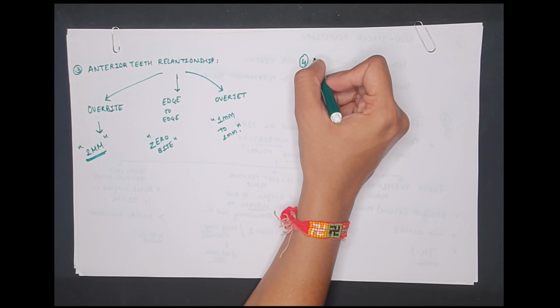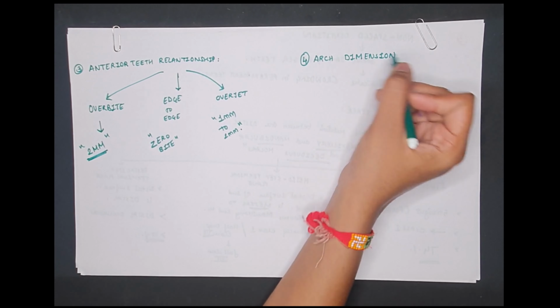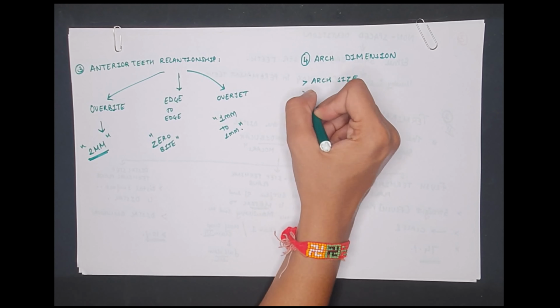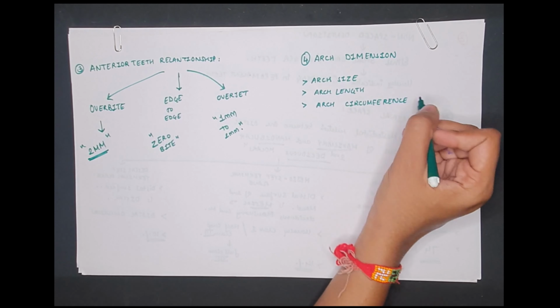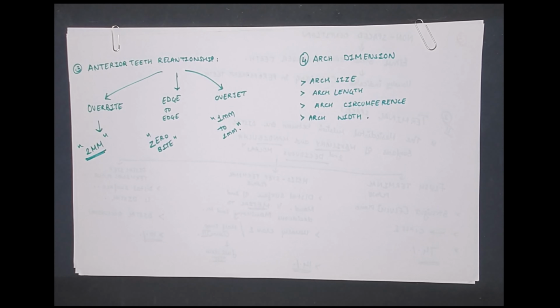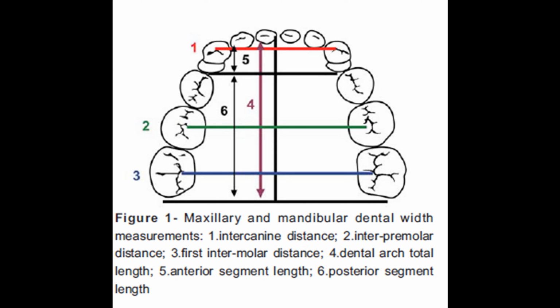Now let's move further and discuss the arch dimensions, which were first given by S. Zygmundi in 1890. We'll discuss arch size, arch length, arch circumference and arch width. As we can see in the picture, arch size is the size of the primary dental arch, the arch width between the primary canine and the second molar. Arch length is measured from the most labial surface of the primary central incisor to the canine and to the second primary molar. Arch circumference is the length of the curved line passing over the incisal edges and buccal cusps of the teeth, from the distal to the mesial surface of one molar to the other, and arch width is bicanine and bimolar.